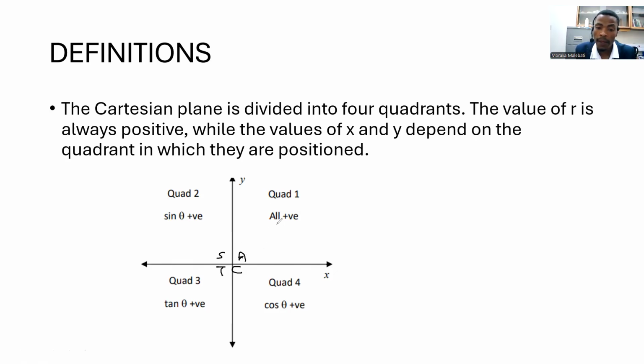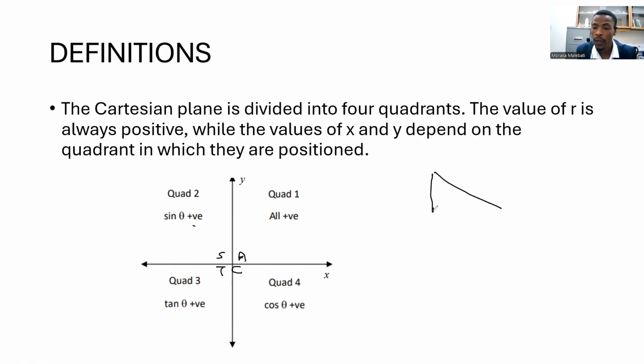CAST: all the trig functions are positive in the first quadrant, and only sine is positive in the second quadrant, which means cosine and tangent are negative. In the third quadrant, only tangent is positive, and sine and cosine are negative. In the fourth quadrant, only cosine is positive, and the rest are negative. But the value of r is always positive.